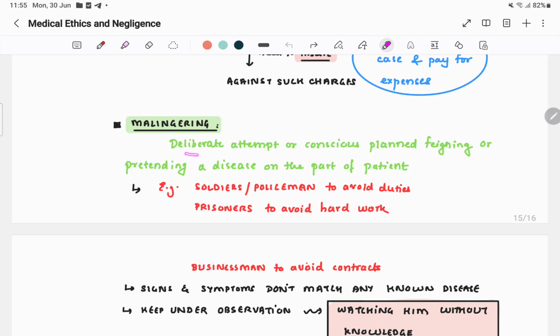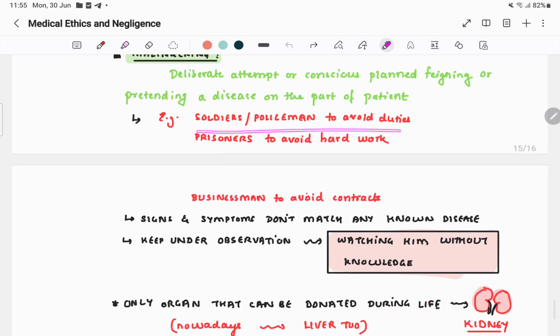Malingering is basically a deliberate attempt or conscious pretending of a disease on the part of the patient. Like soldiers and policemen, to avoid duties. Police have very strict rules and the work culture is like that, with always duty emergencies and night shifts, so soldiers or policemen usually pretend to be ill to avoid duties. Also prisoners, businessmen, politicians, and so on.